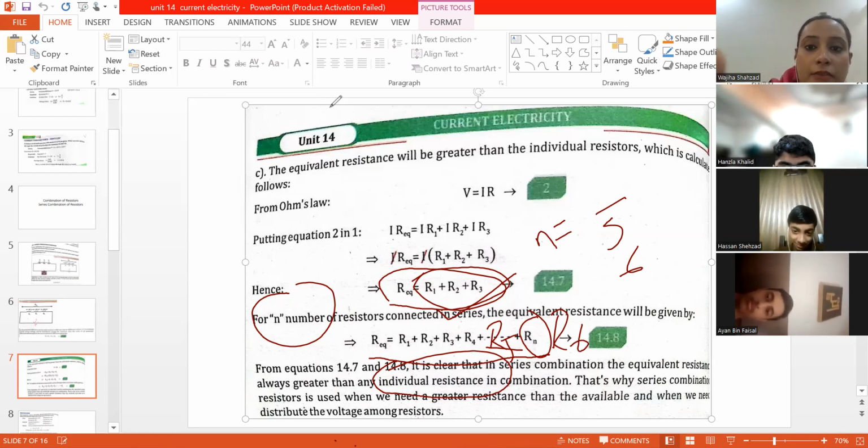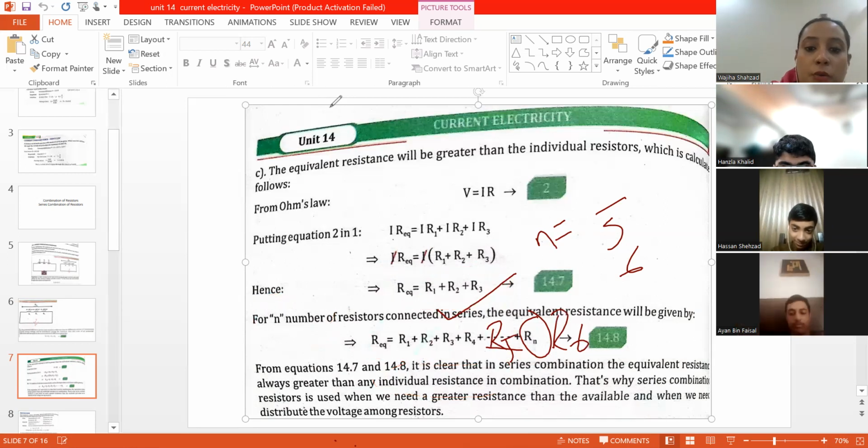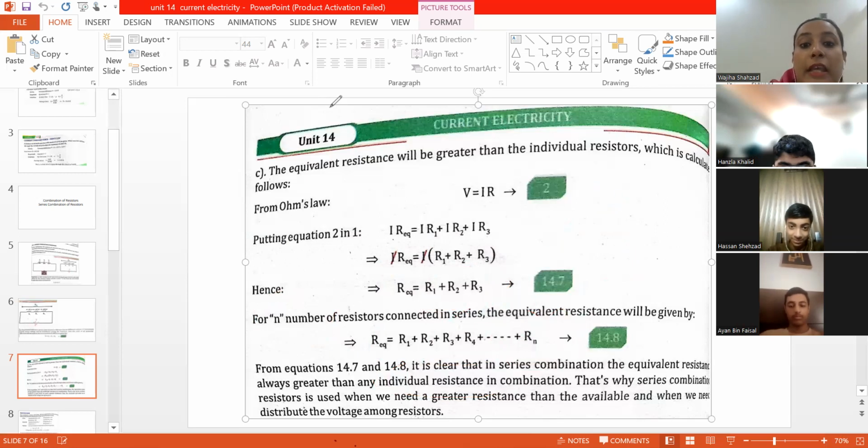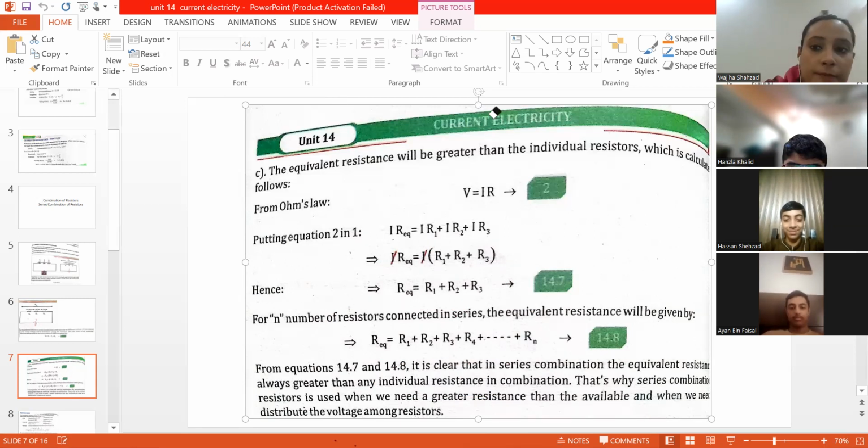Keep in mind, whenever we connect resistors in series, they should be connected along the same line. When the resistances are connected along the same line, they are known as a series combination, right? In a series combination, the resistances are connected end to end. In the total resistance we get a greater value of resistance. And whenever in daily life we need greater resistance, we connect all the resistors in series, right? Okay.